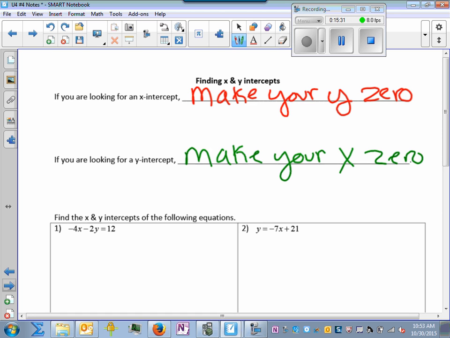You are trying to find your x. You don't know your x. So you're making y 0 so you can find your x. If I make x 0, I'm not finding x. Does that make sense? In order to find y, I need to make x 0 so that I can solve for y, so I can get y on one side. If I make y 0, y's gone. I don't have it on one side. Okay? So I'm going to look down here and I'm going to do just that.